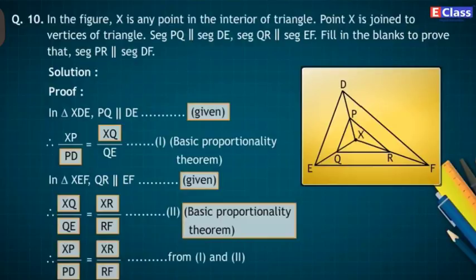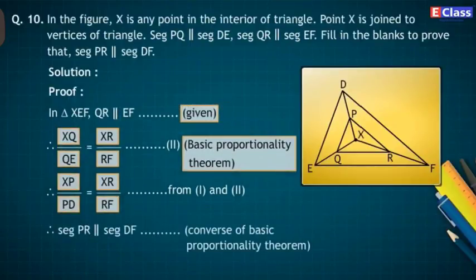Therefore, XP upon PD is equal to XR upon RF from statements 1 and 2. Therefore, segment PR is parallel to segment DF by converse of basic proportionality theorem.